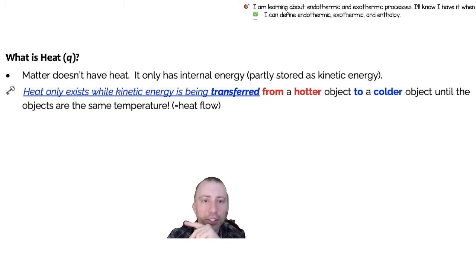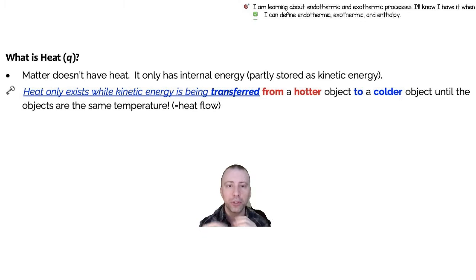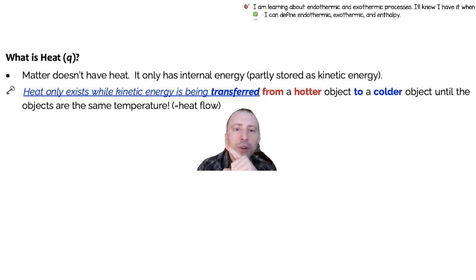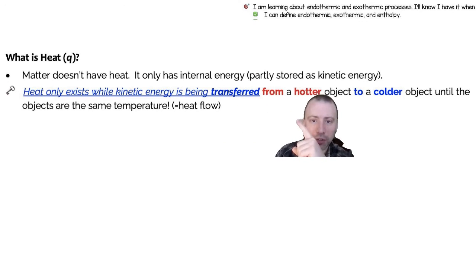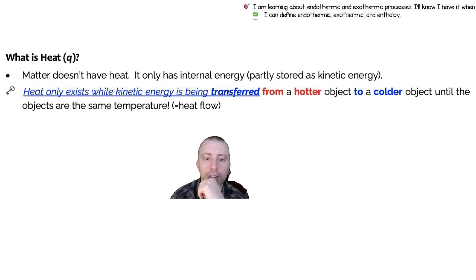Okay, so matter doesn't have heat, but it does have internal energy. All those things that are moving around, we talked about the average motion being related to the temperature. So it definitely has energy, but heat only exists when energy is being transferred from a hotter object to a colder object until they are the same temperature, and that is heat flow.